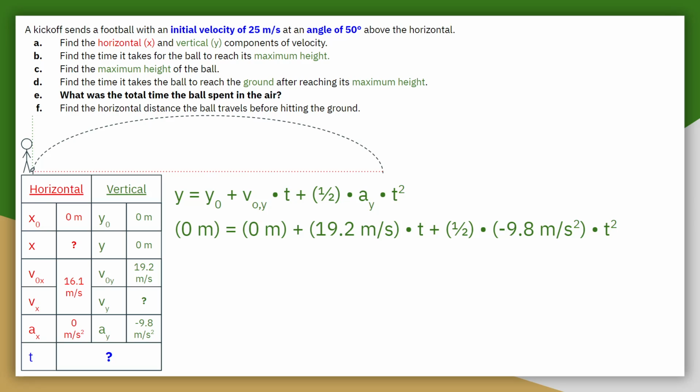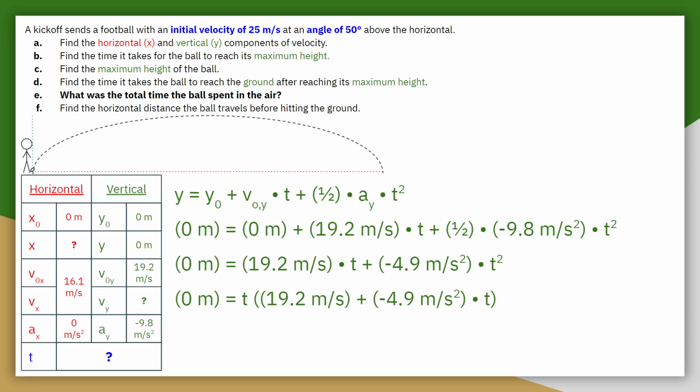Both the final and initial position would be 0 meters. The initial velocity would be positive 19.2 meters per second. The acceleration is negative 9.8 meters per second squared. Simplifying the terms and factoring out one of the t's would allow us to figure out what 2 times the ball is at a height of 0 meters.